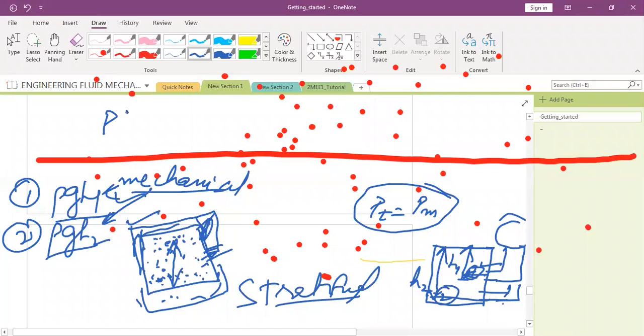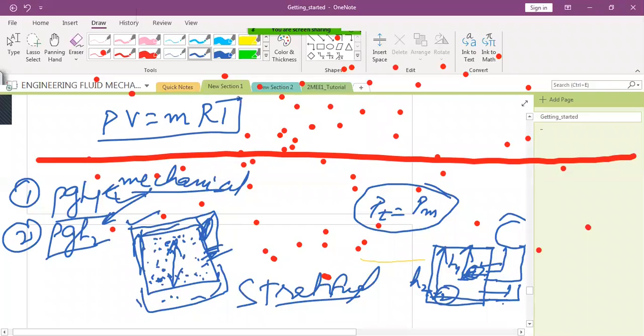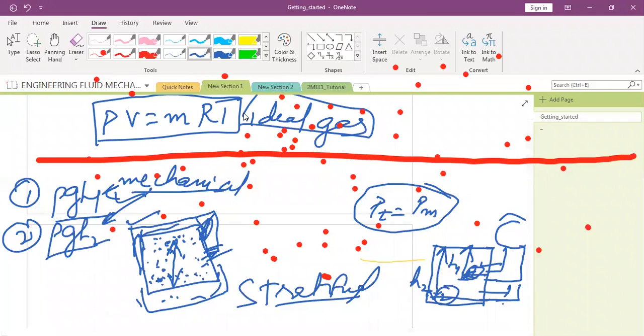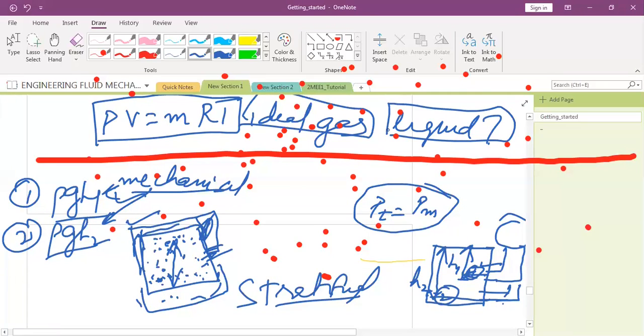For instance, you have PV = mRT. This equation is valid for what? Ideal gases. Do you have such a characteristic equation for a liquid? No. We have a differential equation for liquids, I think. So you cannot actually measure the absolute pressure of any liquid. It will be only relative to something.